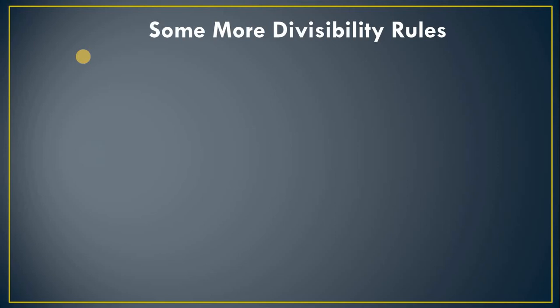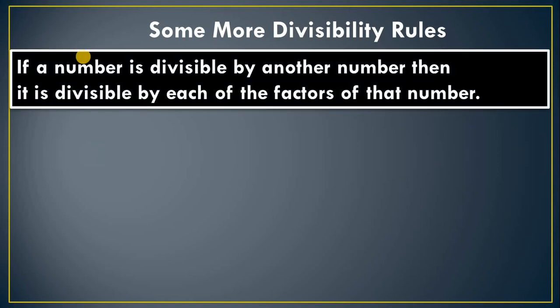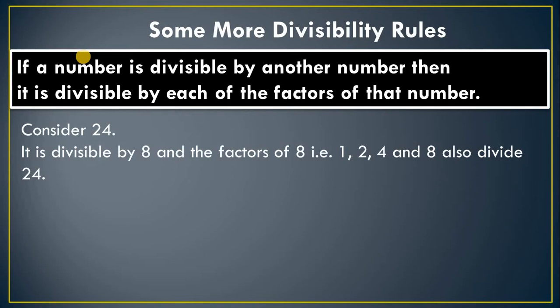So some more divisibility rules are there. Now carefully see, if a number is divisible by another number, then it is divisible by each of the factors of that number. We will see the example 24. It is divisible by 8, that you know, because 8 into 3 is 24.